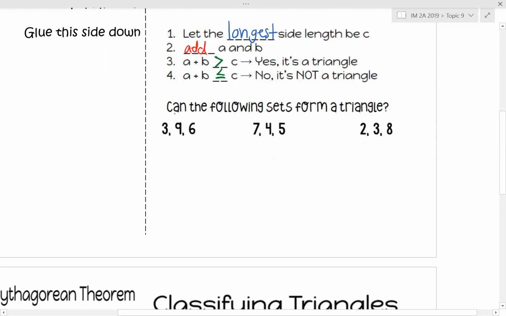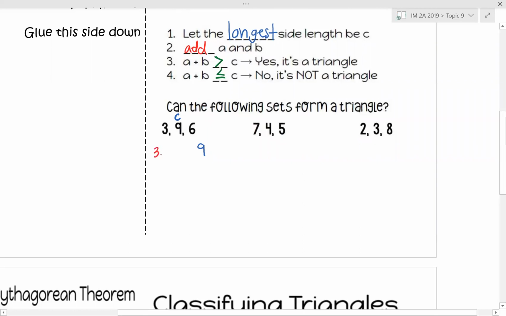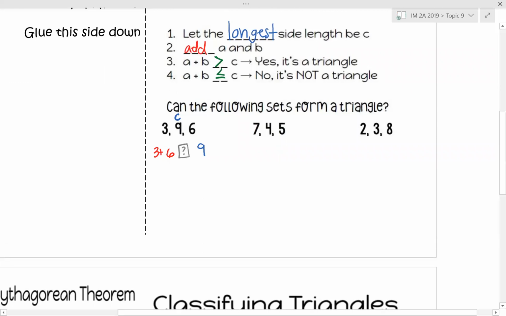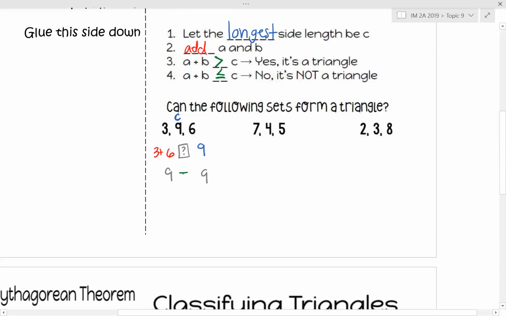Remember that the largest number is C. In this one, the largest number is 9. So we're going to put 9 by itself. That's our value for C. And then the other two sides are A and B. Since I'm adding them, it doesn't really matter. So I'm comparing 3 plus 6, and I want to see what relationship that has with 9. If I add 3 plus 6, that's 9, and that means that these two things are equal.